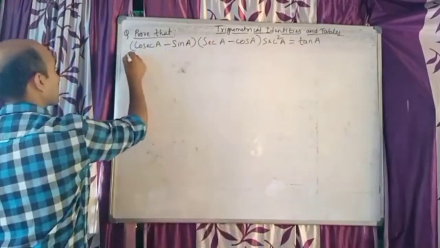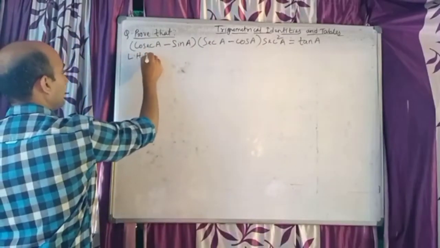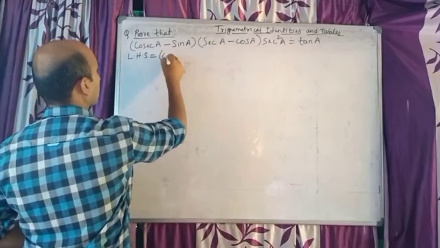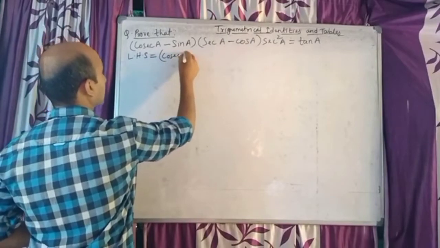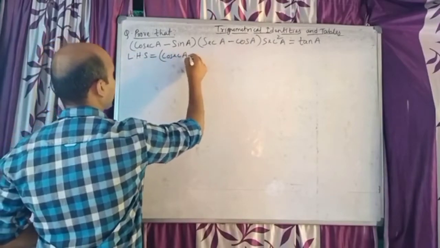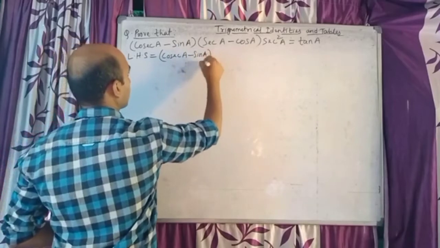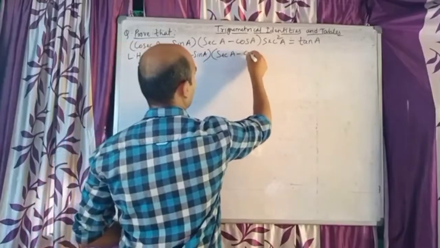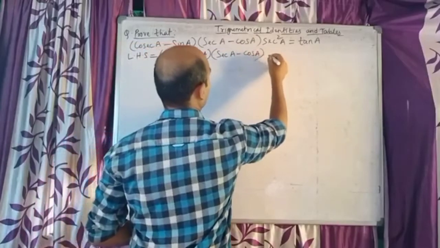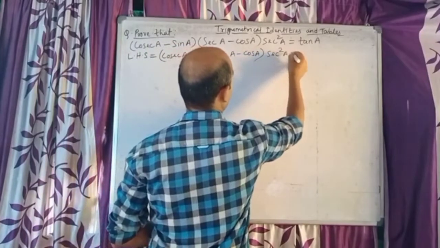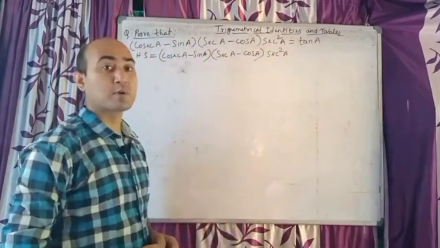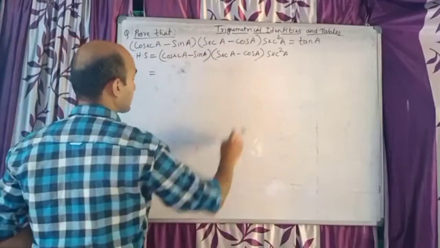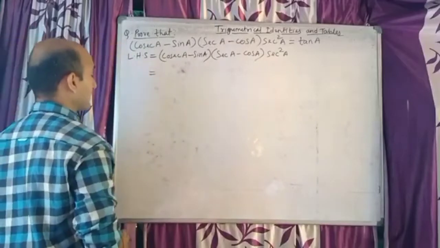So let me start my solution by writing LHS, and after writing LHS, let me write all the things given in the LHS, that is (cosec A minus sin A) into (sec A minus cos A) into sec square A. Don't write equal to tan A. Equal to tan A is RHS. So I have written all the trigonometrical identities given in the left hand side.